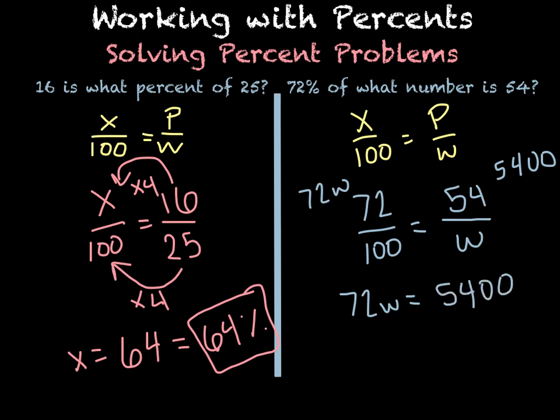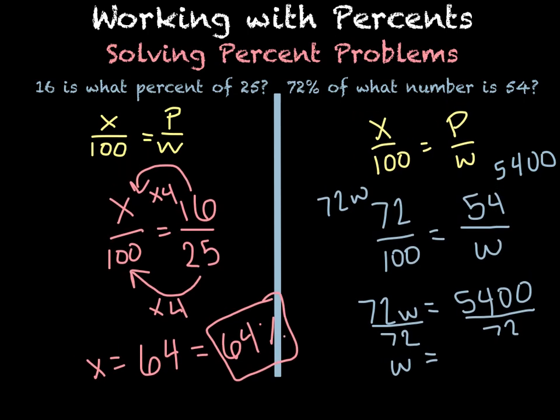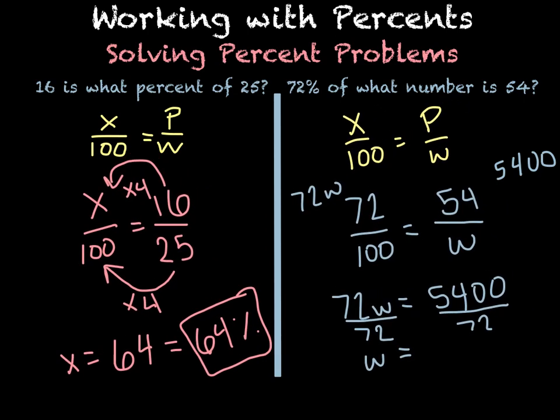Okay. So then, what do you do to find your answer? Well, since I know that 72 times W has to equal 5,400, I can just divide 5,400 by 72. And that's going to equal, oh sorry, I have to do it on both sides. Little algebra here. And that's going to equal 75. So that tells us that our whole is going to be 75.